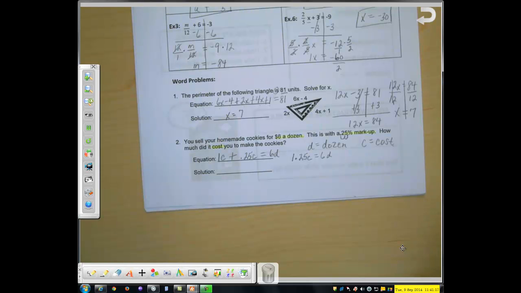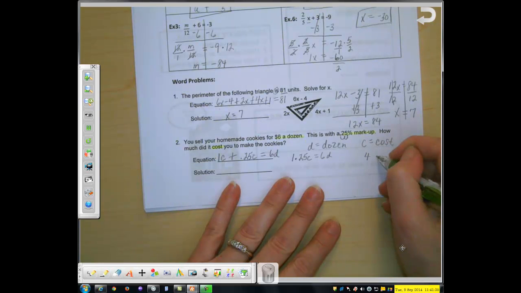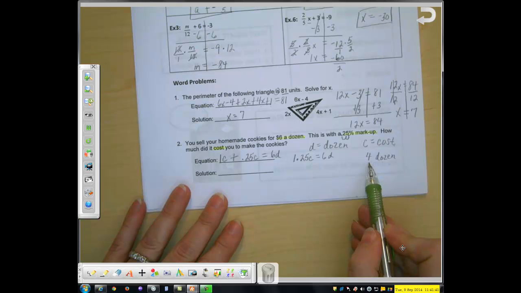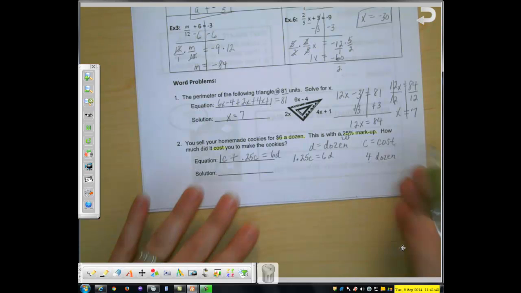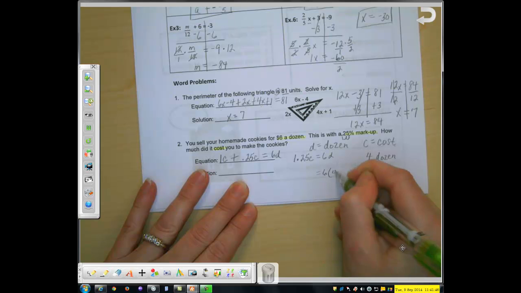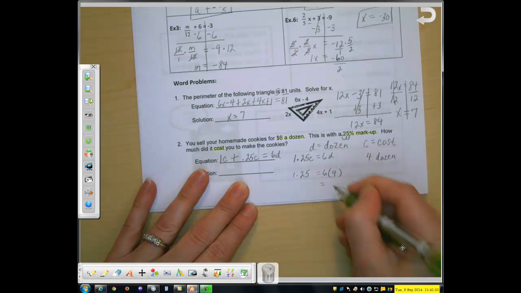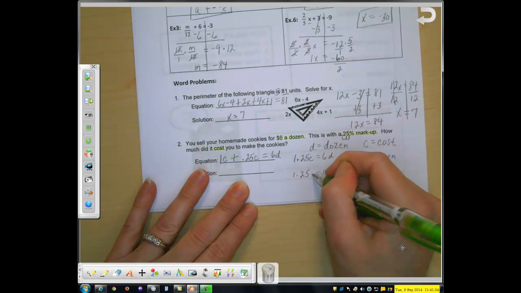Then it asks us to give a solution to this problem, but we cannot give a solution unless we know how many dozen cookies we've sold. So we have some missing information. So I'm just going to say that we sold 4 dozen cookies. So that means that we're going to substitute the 4 for the D. Six times 4 is 24. Forgot to bring down my C.